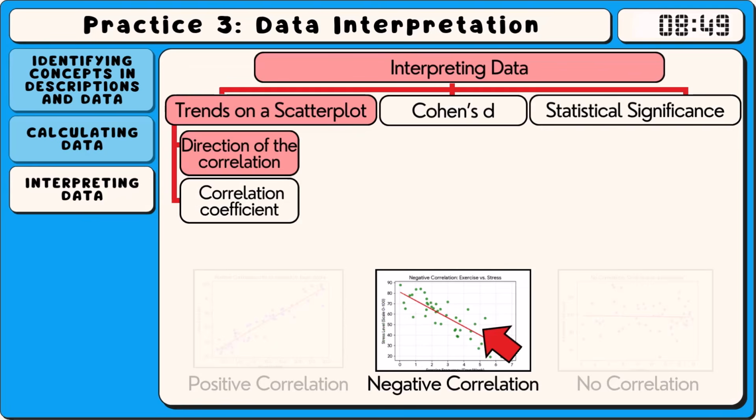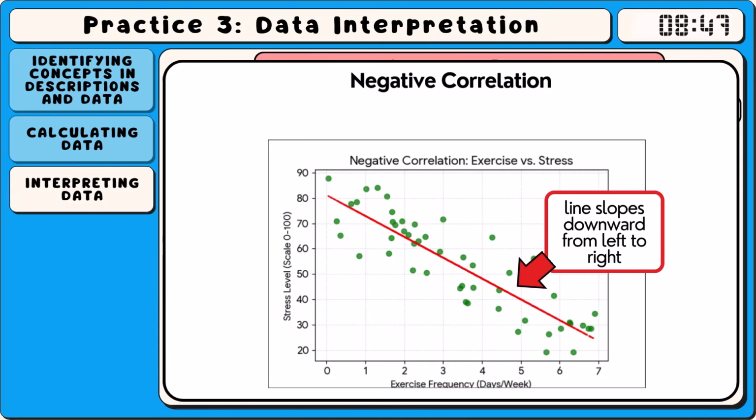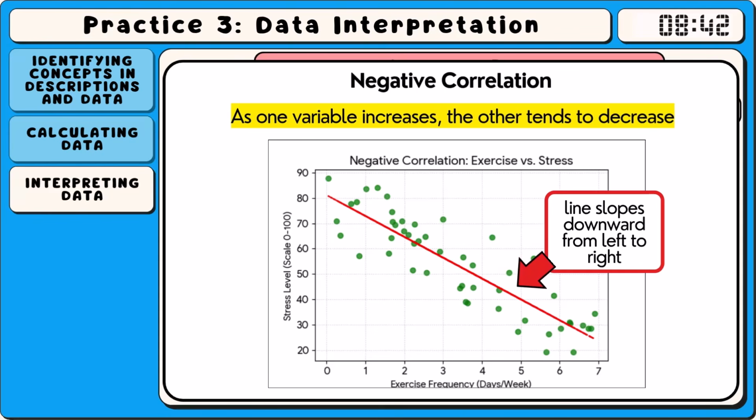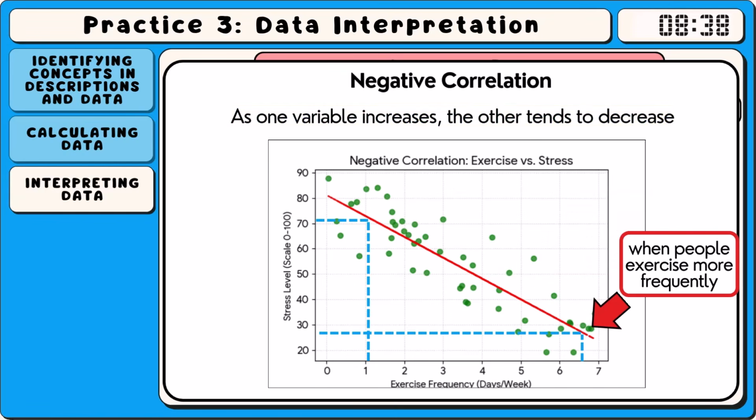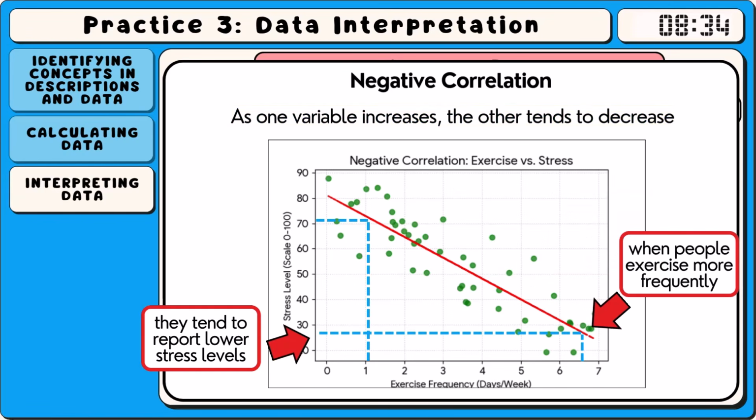Okay, next is negative correlation. When the line slopes downward from left to right, this shows a negative correlation, meaning that as one variable increases, the other tends to decrease. For example, when people exercise more frequently, they tend to report lower stress levels.